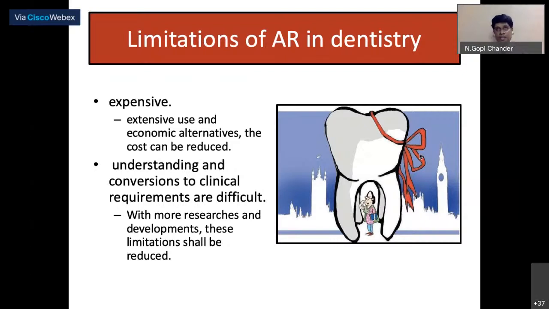Second is in terms of understanding. Many of us may not understand the way it works. So it's required in terms of the technical aspect. You have to be a little bit knowledgeable to make the systems more applicable to practical realities. And with more research happening across the world, a lot of development of the devices, the applications will also improve towards dentistry.